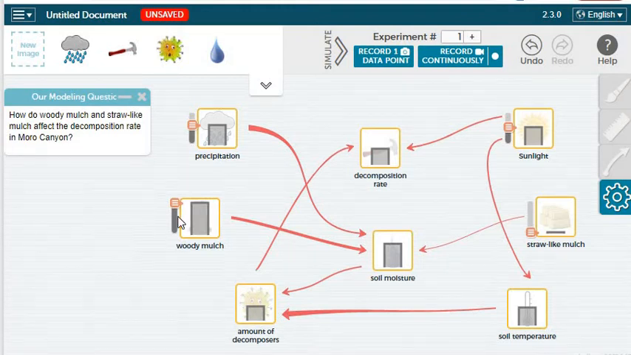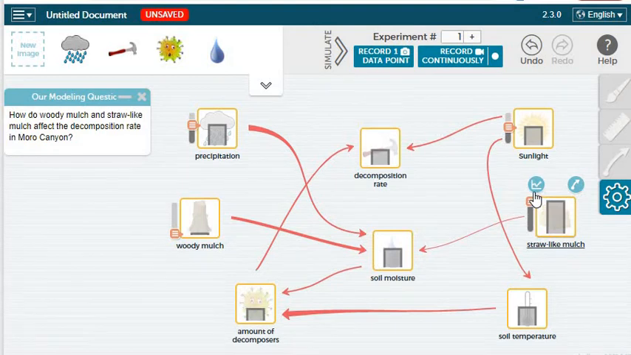Next, you can try it the other way around. So let's bring woody mulch all the way down. We're not using woody mulch in this simulation. We do want to add straw-like mulch and see what happens to decomposition rate.